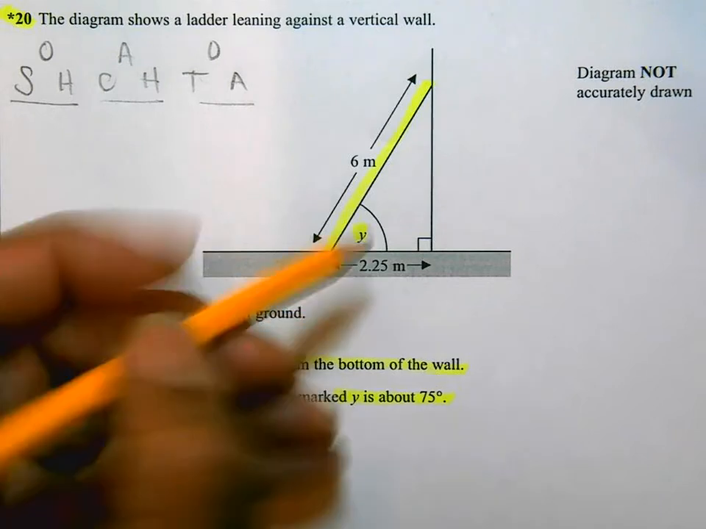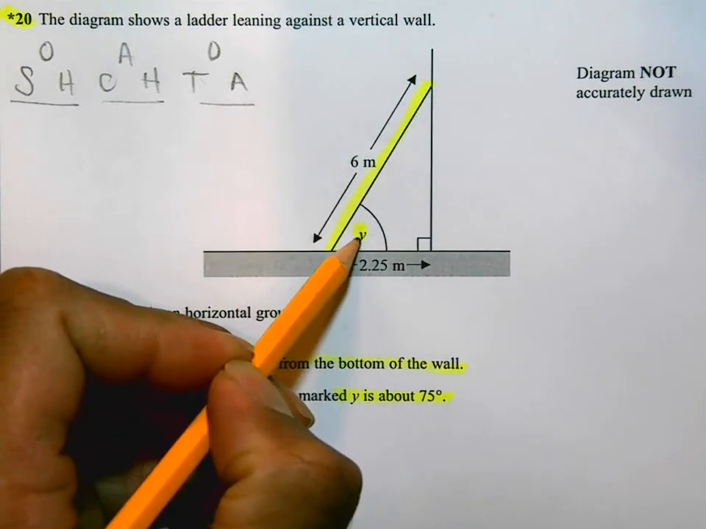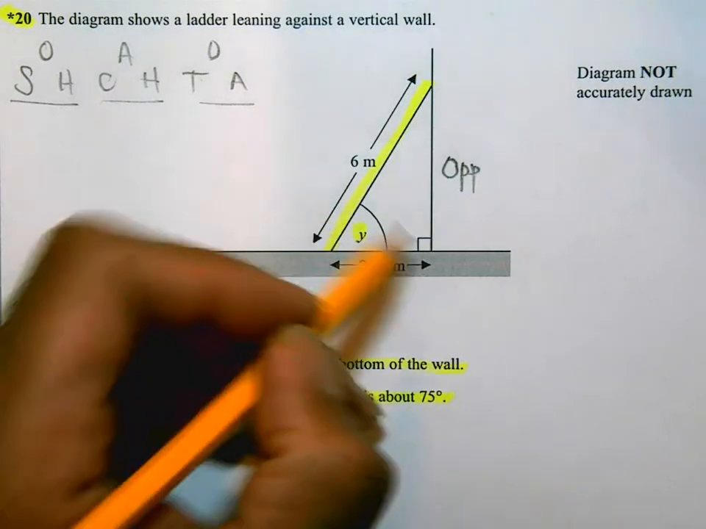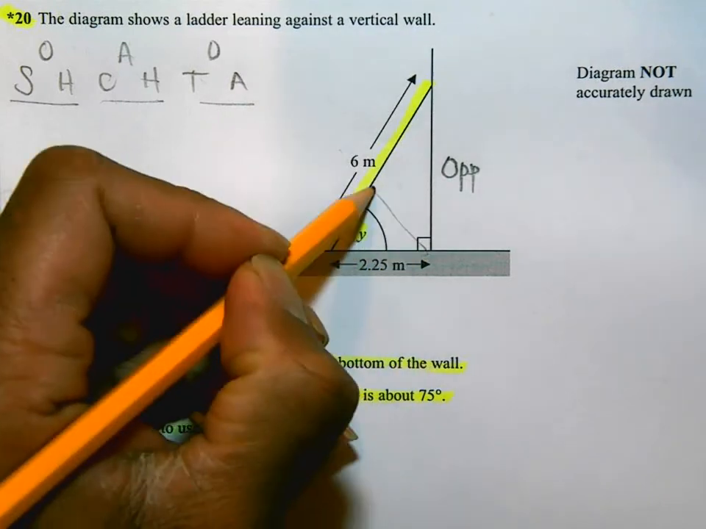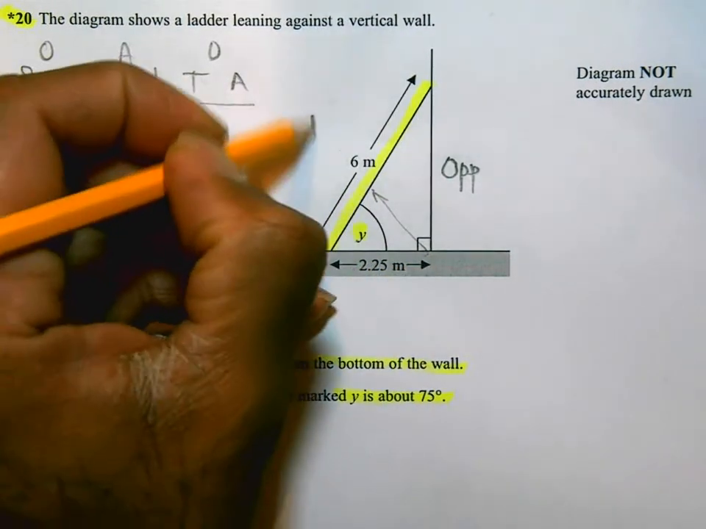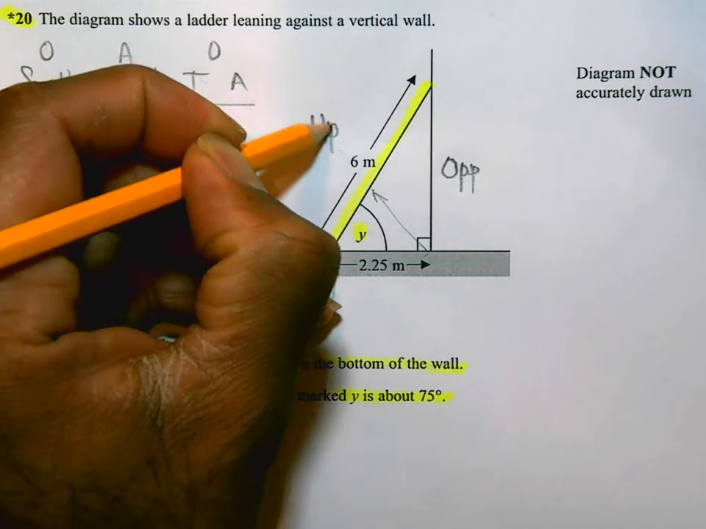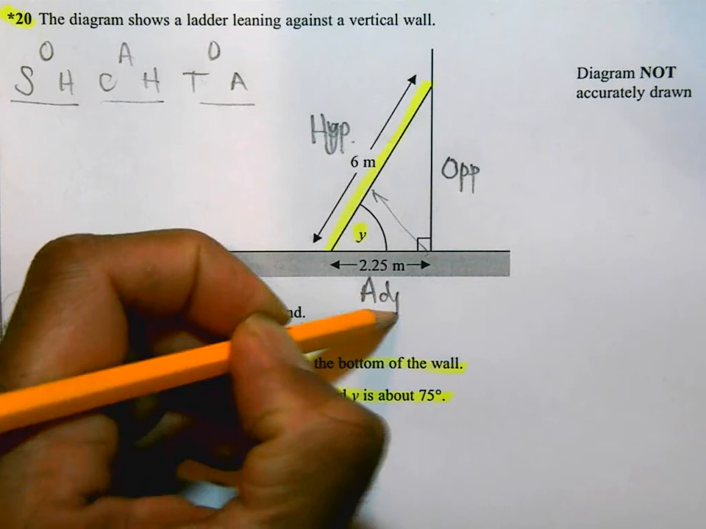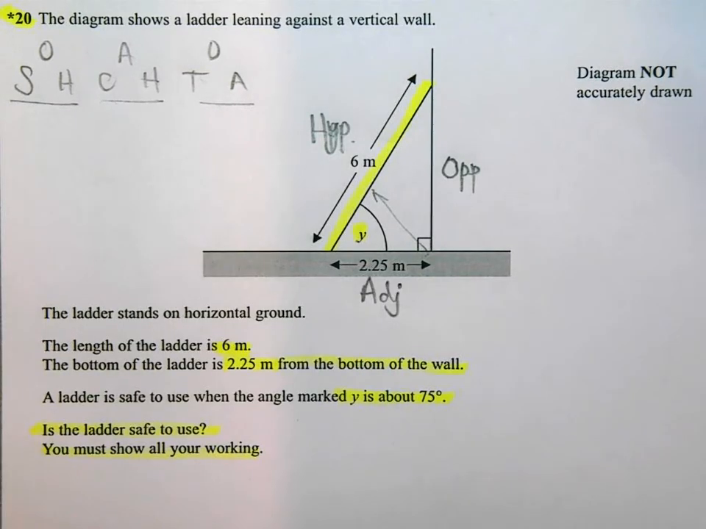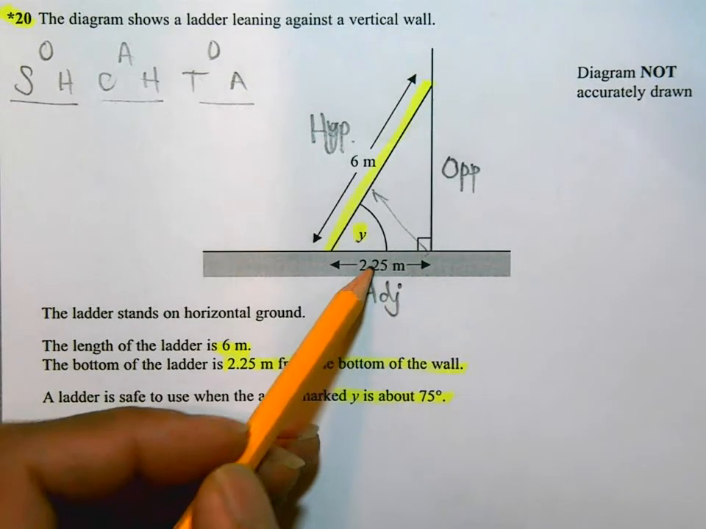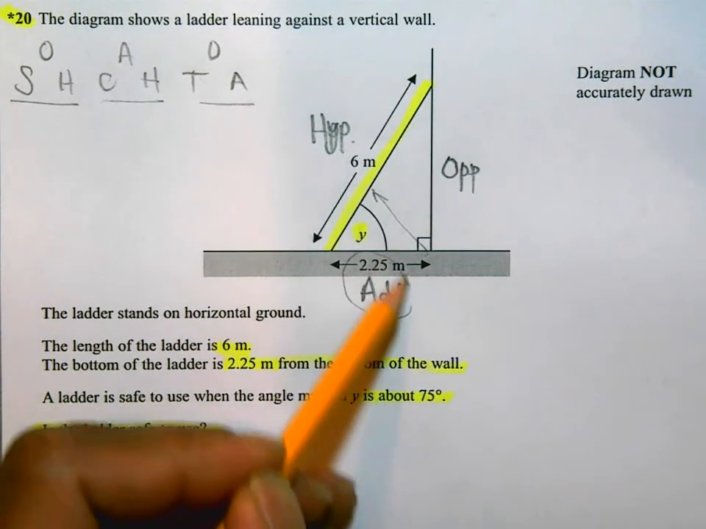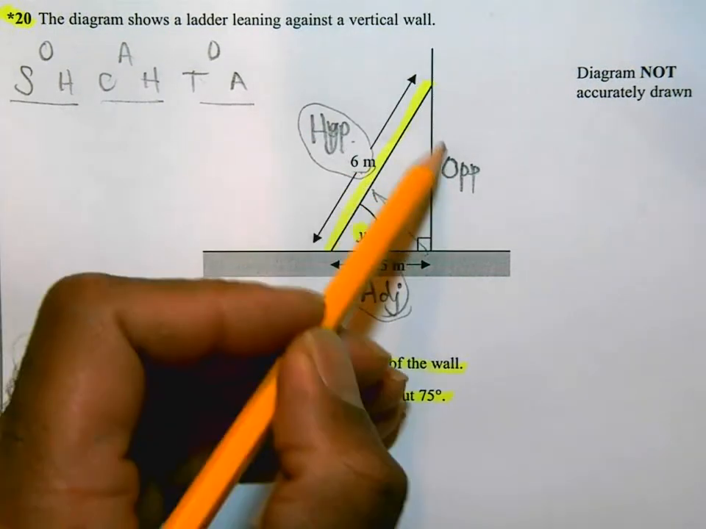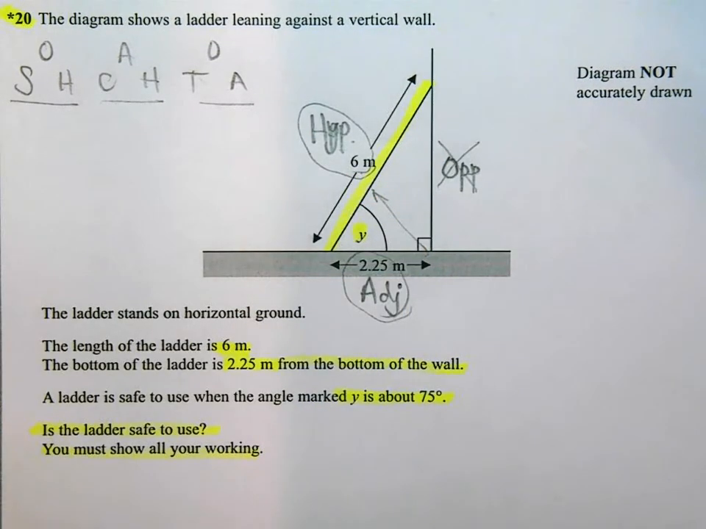Relative to that angle, let's think about what the three sides are. That's the opposite. That's opposite the right angle, so it's the hypotenuse. And by process of elimination, that's the adjacent side. Okay, so I've got those three sides. I know the length of this side, so maybe I'll need to use the adjacent. I know the length of the hypotenuse, so I need to use the hypotenuse. I don't know anything about the opposite side, so I don't need to use that.